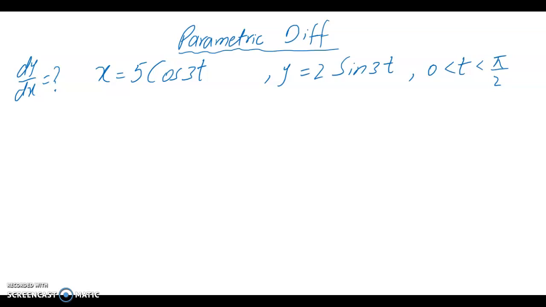Hi there. In this video, we're going to look at parametric differentiation. We have two given equations. In parametric differentiation, we are given a parametric equation with three different variables, x, y, and t. But we are trying to find the derivative dy by dx. So how will we come up with this? Let's have a look at this example.